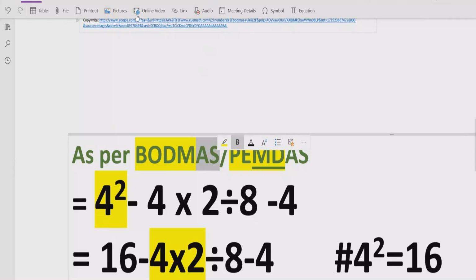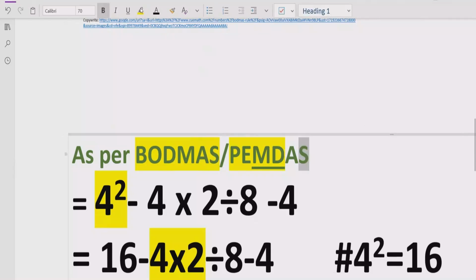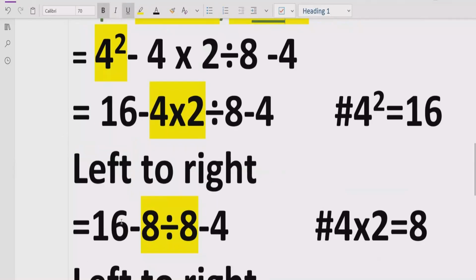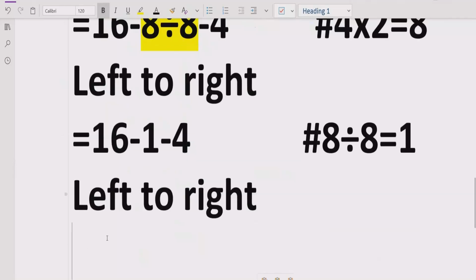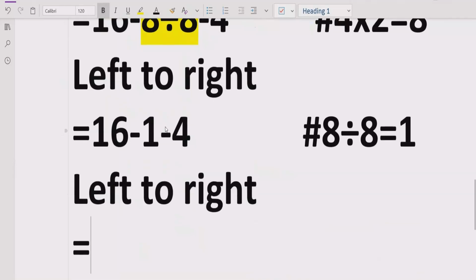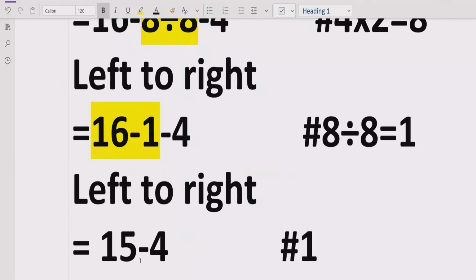Because we have solved all the multiplication and division, now we have addition and subtraction. So again we have to follow the same rule. We will go left to right and find out which is coming first. So now we have 16 minus 1, which is equal to 15, minus 4. We will write here as it is. And here we have to give the reference 16 minus 1 equals 15.